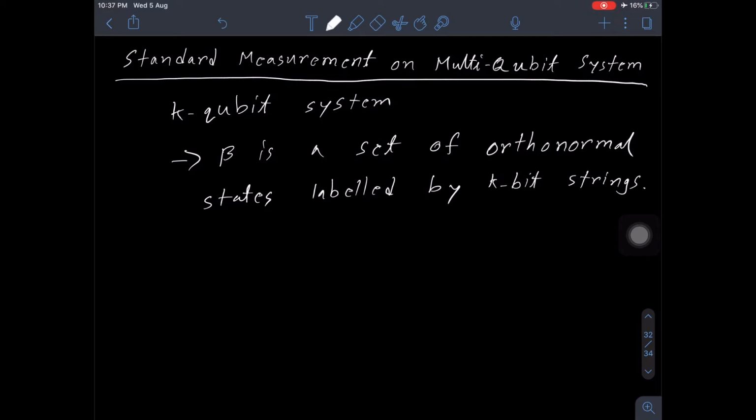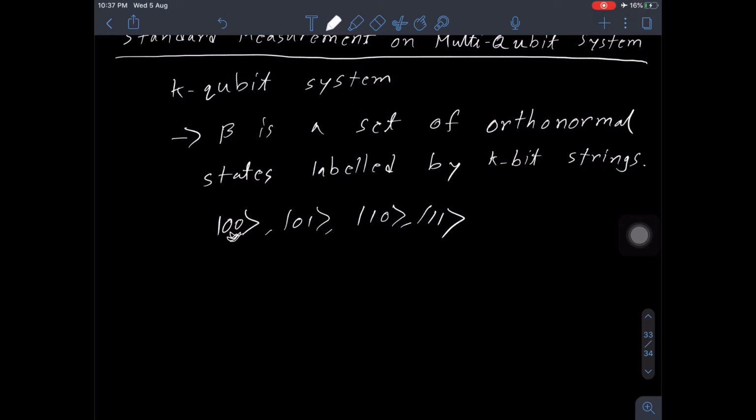All right, so if I have a 2-qubit system, then these are the strings, right? 00 and 01, 10 and 11. These are the strings that they are trying to mention. So for k qubits, you will have k 0s or 1s here, right? So let's work out an example.